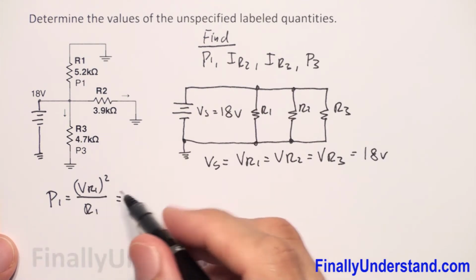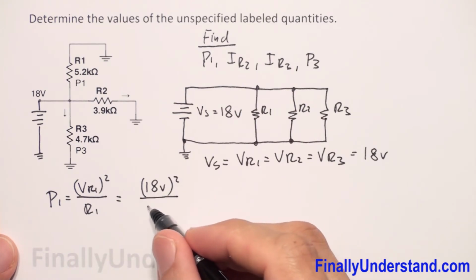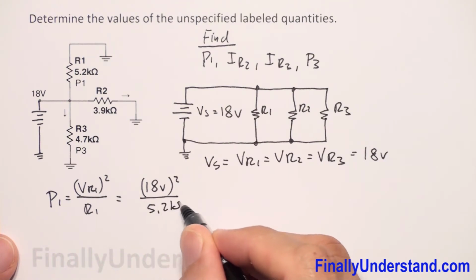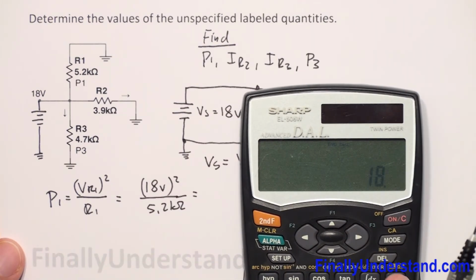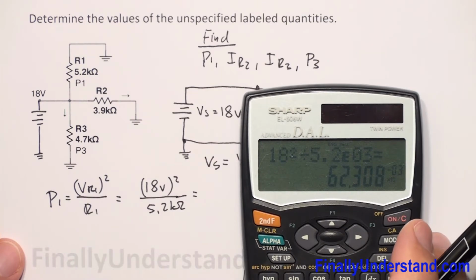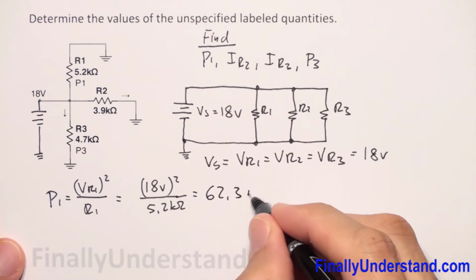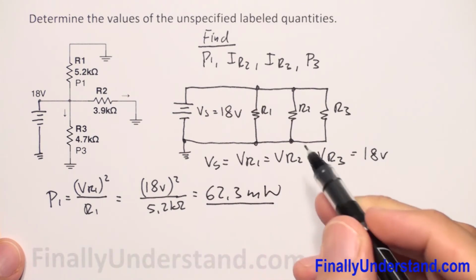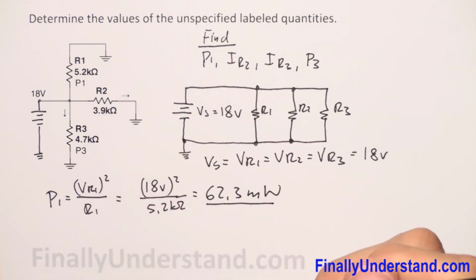So I have VR1, which is 18 volts, to the second power over R1, which is equal to 5.2 kilo ohms. So this is equal to 18 squared divided by 5.2 times 10 to the third. This is equal to 62.3 milliwatts. Power is measured in watts. 62.3 milliwatts. So we found power P1, I mean the power which is going to occur at this resistor.